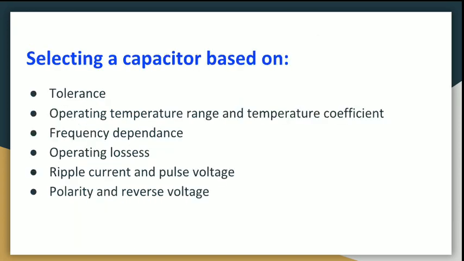Selecting a capacitor based on tolerance: it must be checked whether the working of the circuit depends on precision capacitance. If it requires narrow capacitance, a capacitor with the lowest tolerance should be used. The capacitance of a capacitor will never vary beyond its rated tolerance unless it gets damaged due to excessive voltage or environmental conditions. Second one is operating temperature range and temperature coefficient.